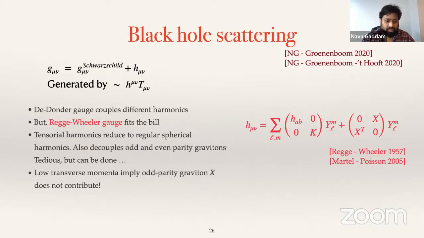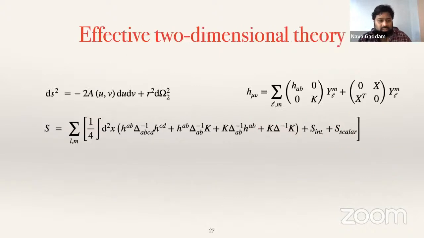What we also noted was that if you take the transverse momenta of these particles that we are scattering to be small, the odd parity graviton does not contribute to leading order. It's just a technical simplification, but these are all things that one can add to compute subleading contributions to what I'm going to say. So in particular, I'm choosing the background to be the Schwarzschild background, and I'm going to expand the graviton perturbation in this Regge-Wheeler gauge.